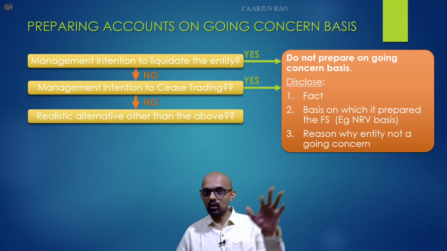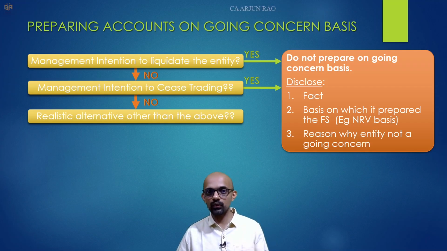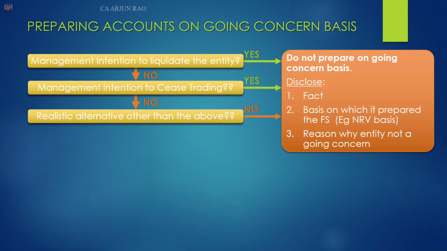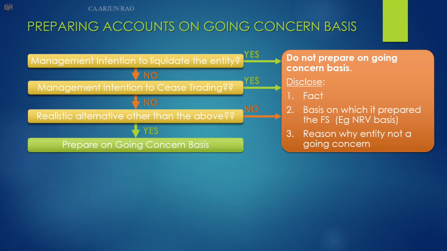So, if there is no realistic alternative, and we are forced to either liquidate or cease trading, then also we cannot prepare on a going concern basis and we have to make the necessary disclosures. But if there is no intention to liquidate, no intention to cease trading, and nothing is forcing us to either liquidate or cease trading, right? We have alternatives. So, if we do have realistic alternatives, that is, if the answer is yes, then we will prepare on a going concern basis, right?